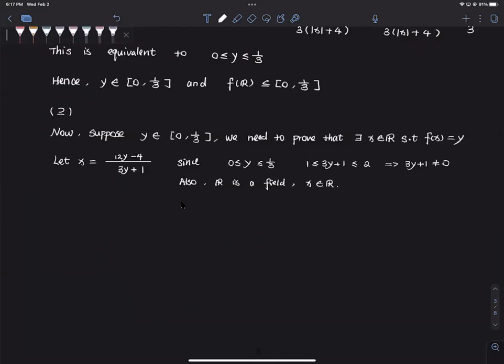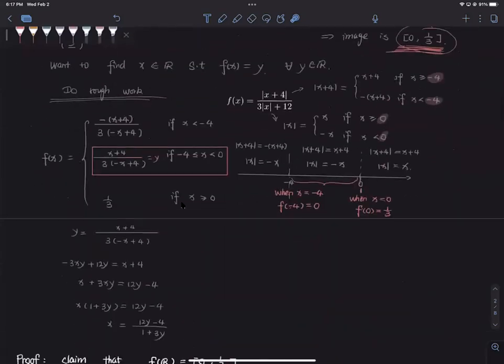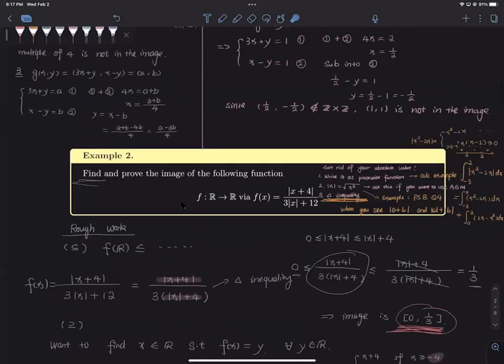Okay, now I need to do what? I need to compute f of x, I need to let it be y. However, where's my f of x? My f of x has lots of absolute value in there, right? So it's kind of hard for us to do this directly because I have absolute value. How can I simplify it with the absolute value in there?